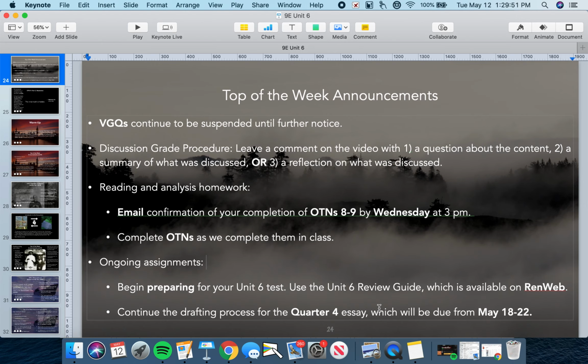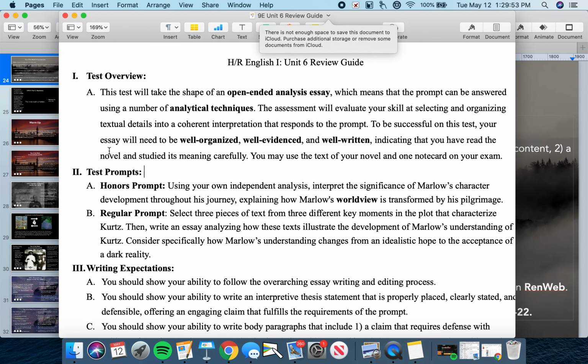Today, we are going to be using the screen record function to talk through your Unit 6 review guide. Most of this work I want you to do independently, as this is our last unit test for the entire year and should be an evaluation of your quality and your progress as an analytical writer that you've made throughout the course of the year.